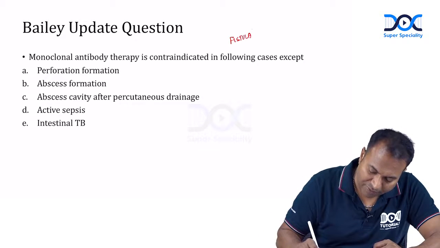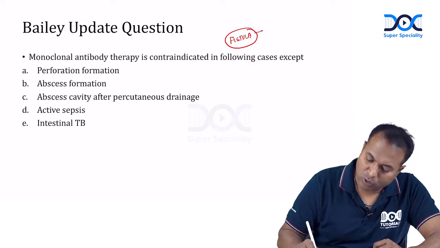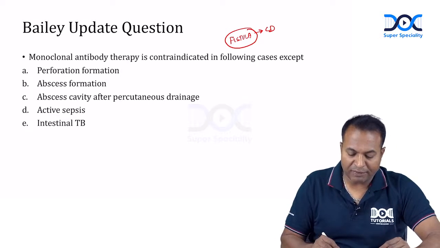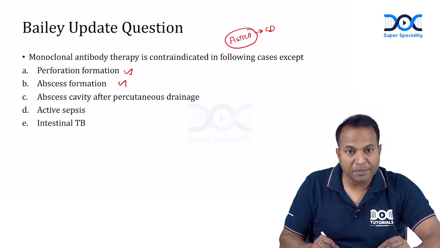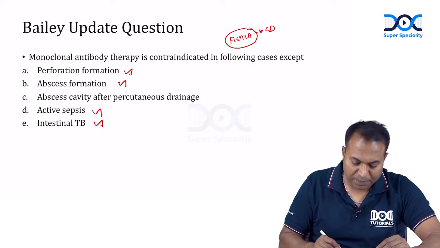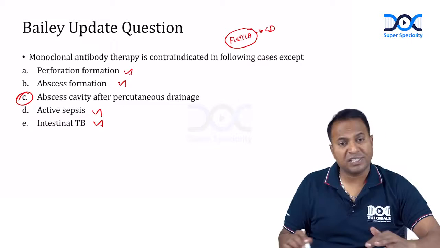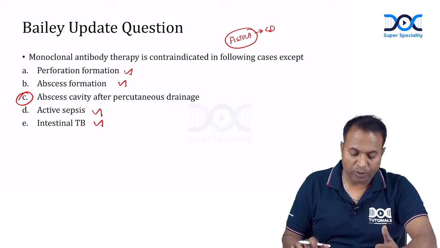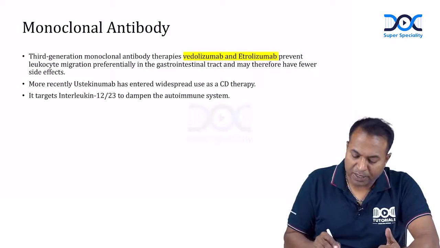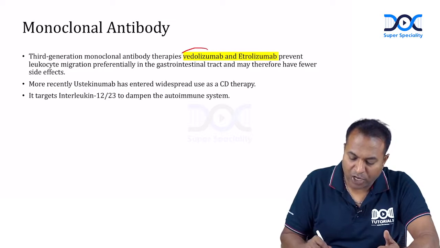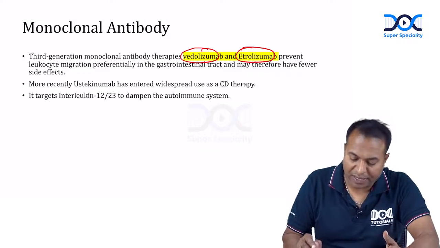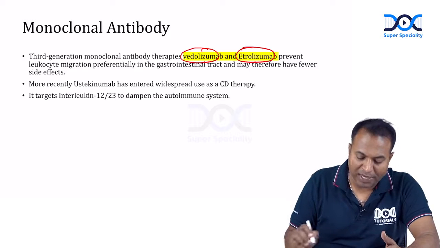So, in fistula, it has a very important role in fistula formed from Crohn's disease. It is contraindicated if there is a perforation, an abscess, TB, or sepsis. If there is an abscess which is already drained, you can use these monoclonal antibodies. Please remember third generation monoclonal antibodies like vedolizumab and natalizumab prevent leukocyte migration preferentially in the gastrointestinal tract and therefore have fewer side effects.